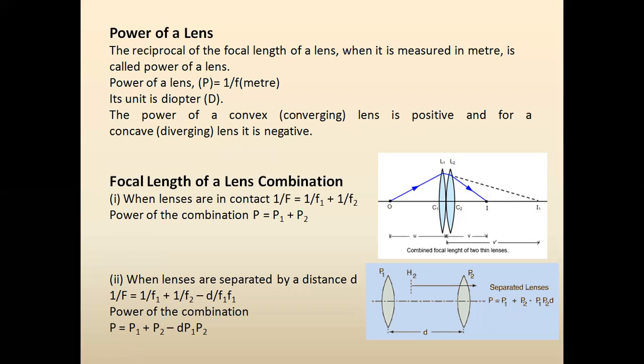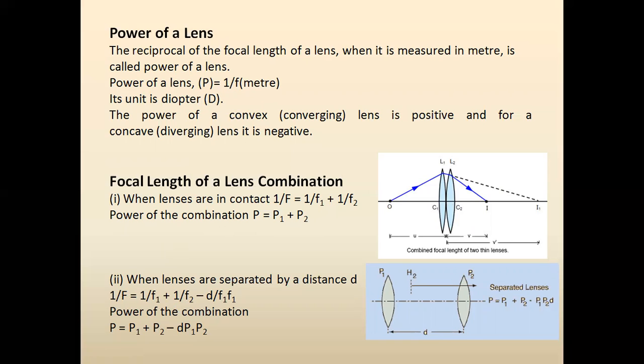Now we discuss the focal length of lenses which are combined. First thing is when the lenses are in contact. In this figure, the picture shows that the lenses are in contact. So the total focal length is 1/f = 1/f1 + 1/f2, where f1 is the focal length of one lens and f2 is the focal length of the other lens. So the power of the combination is P = P1 + P2.